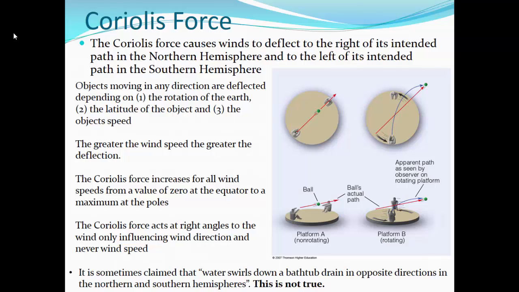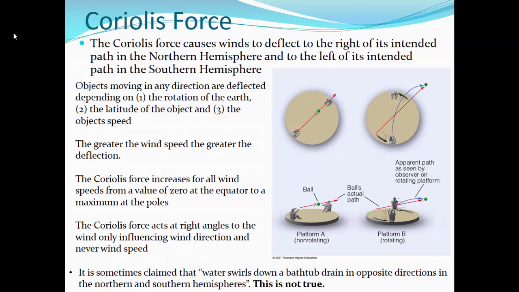Of course, the Earth rotates at a steady rate, although it is thought that that speed is changing over great time periods. The second thing is the latitude of the object. At the equator, there is no deflection whatsoever. But the further north or the further south from the equator, the greater that deflection. And the deflection is also dependent on the speed. A very slow-moving object is deflected very little, where the faster the object speed, the greater the deflection.